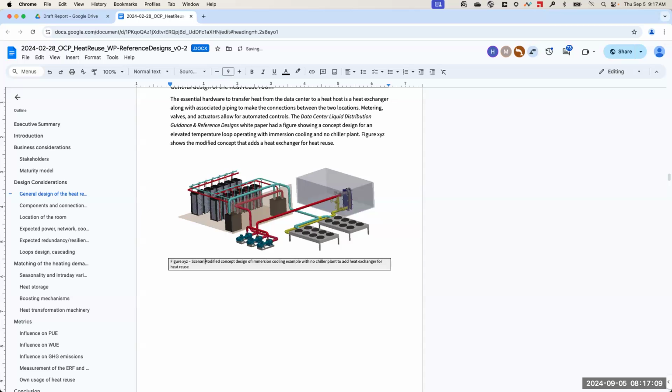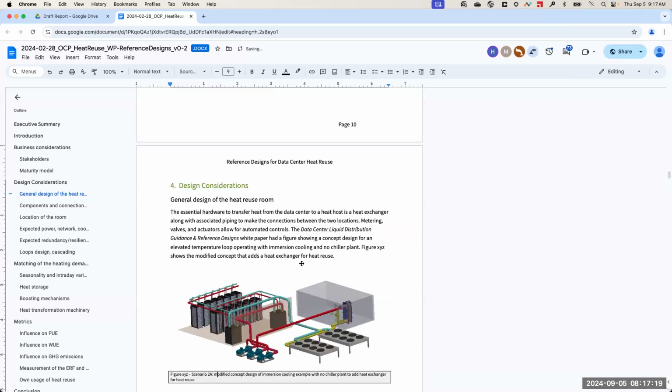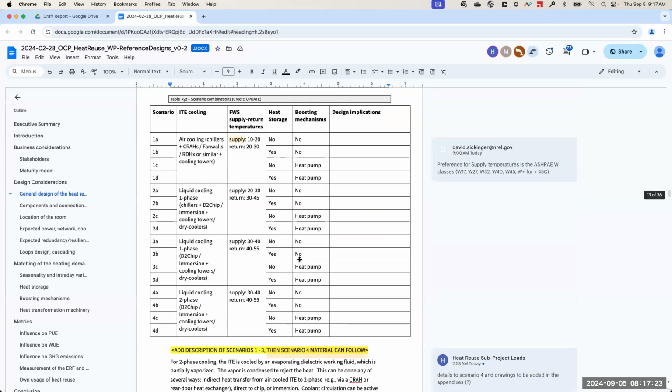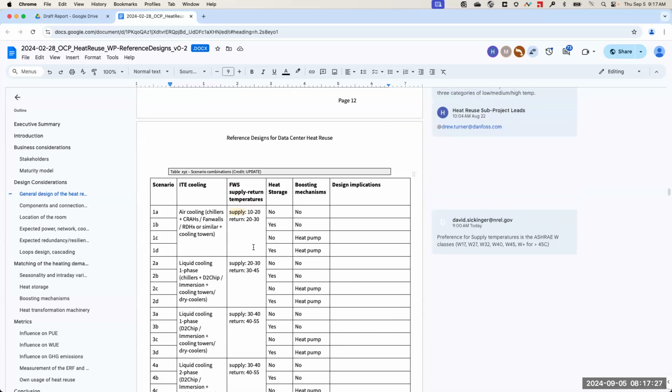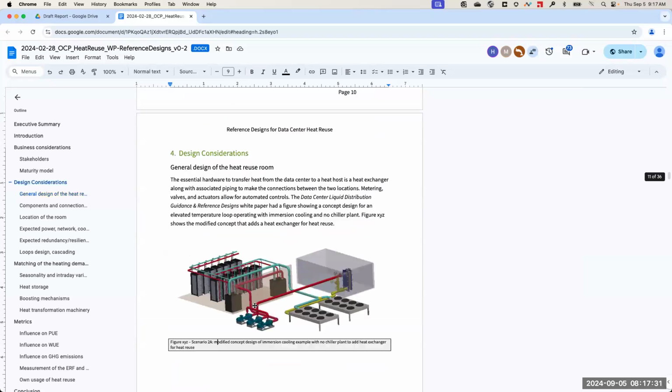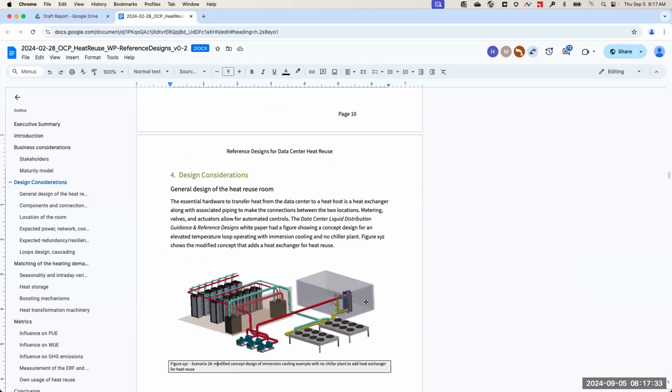That's an action item. We'll need to mention immersion cooling. It would be a direct-to-chip cooling. Yep. And we'll need to mention the scenarios before that. Yeah, we could move this, but good point. Good call out, because that is one of the scenarios. And again, David and Mark. It's 2A. It's really 2A and 3A, but yep. It's not immersion cooling. It's direct-to-chip cooling.